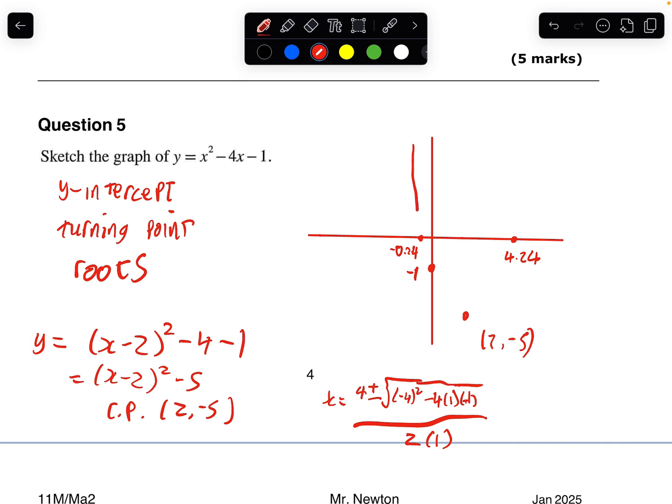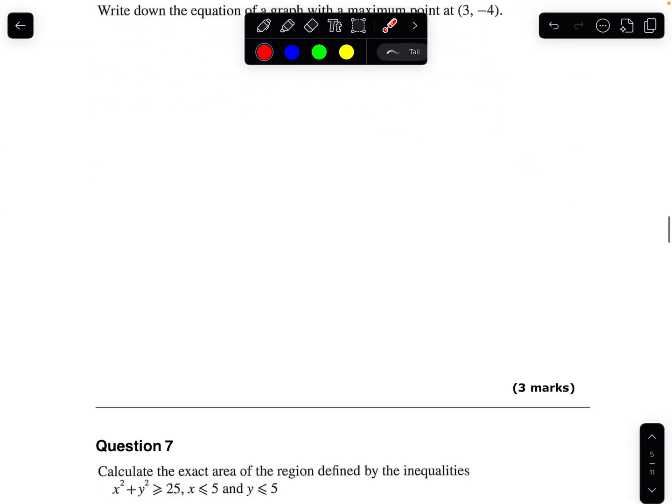Now a nice smooth U shape. This is the turning point, meaning it's going to have to turn around there and then go back up, something like that. As long as it looks somewhat accurate and you've labelled these points, you're fine. Once again, since these are horrible decimal numbers, it's not actually essential.